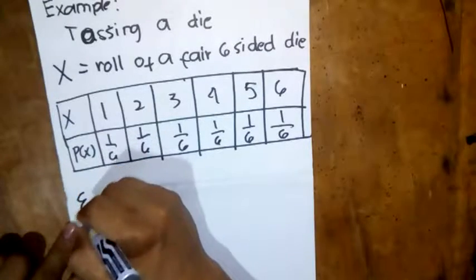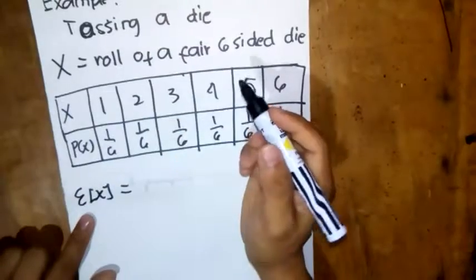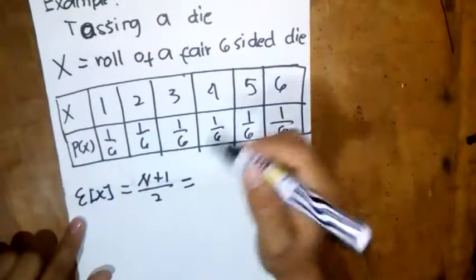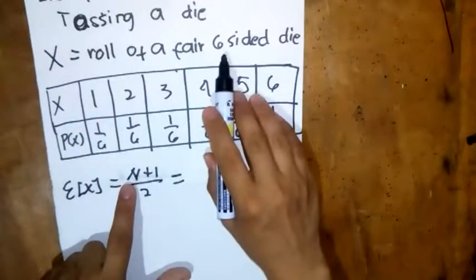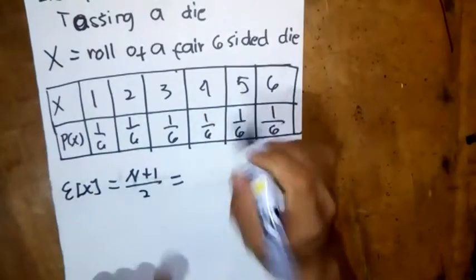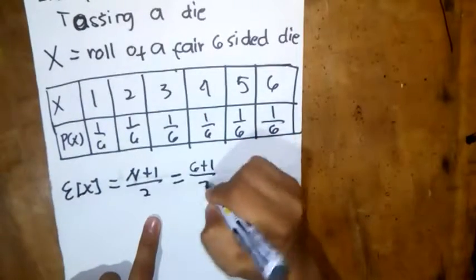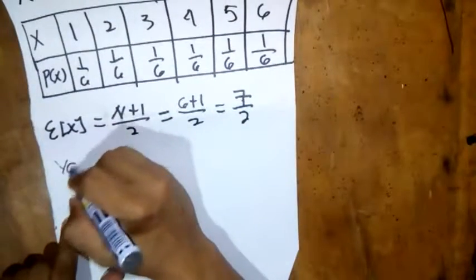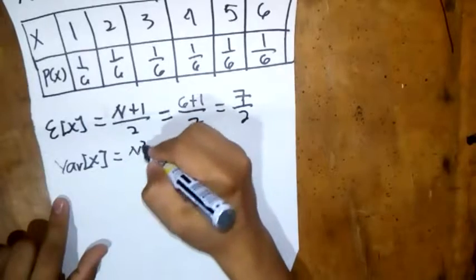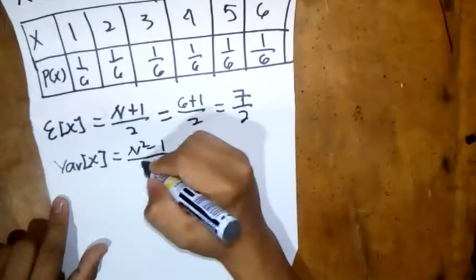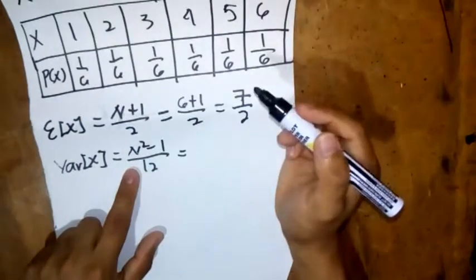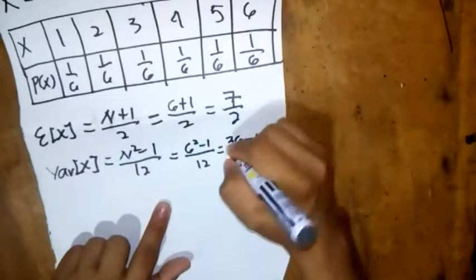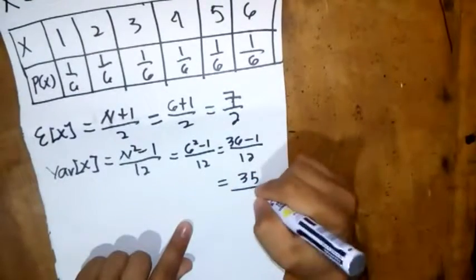So the mean, the expected value of x, we can use the equation, which is (n plus 1) over 2. Here, since tossing a six-sided die has six numbers of dots, that will be our n. So (6 plus 1) over 2 is 7 over 2. The variance of x is equal to (n squared minus 1) over 12. Since our n is 6, so (6 squared minus 1) over 12, this is (36 minus 1) over 12, which is 35 over 12.